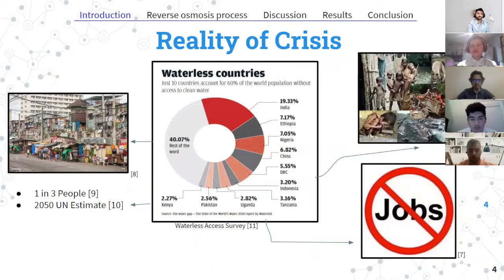Over the last century, the global water consumption rate has increased eightfold and continues to do so. A World Water Crisis study shows that 1 in 3 people still don't have access to clean water. A 2018 study shows that 60%, which is the majority of the world's population, also still don't have access to clean water. If this rate continues to rise, the United Nations estimates that multiple countries will suffer consequences due to water shortages.